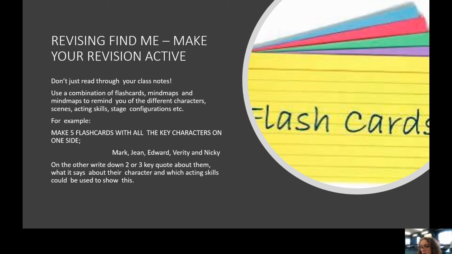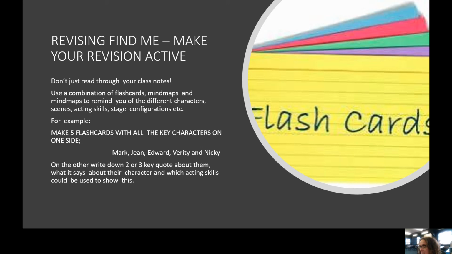Okay, so if you get out some stuff on acting skills in your book, you can make up a flashcard of it, write it across so that you remember those key terms. So for example, the example we've got here is you could make 5 flashcards with all the key characters on one side: Mark, Jean, Edward, Verity and Nikki.